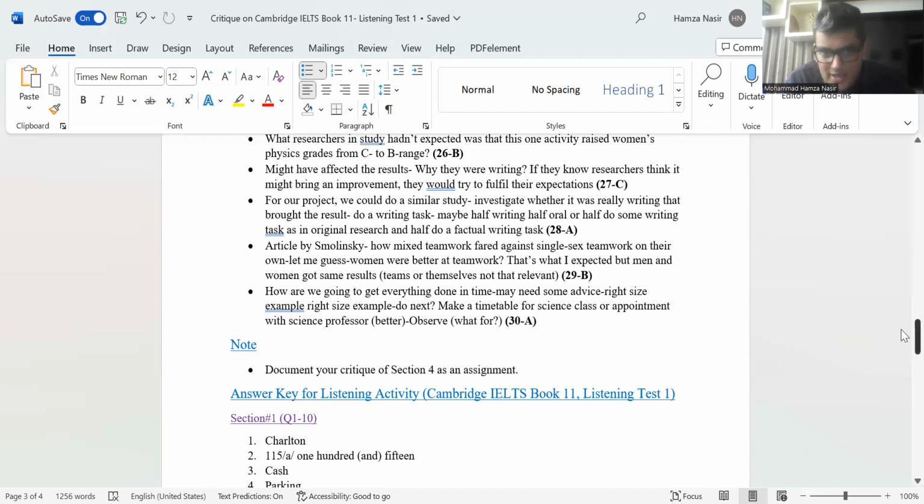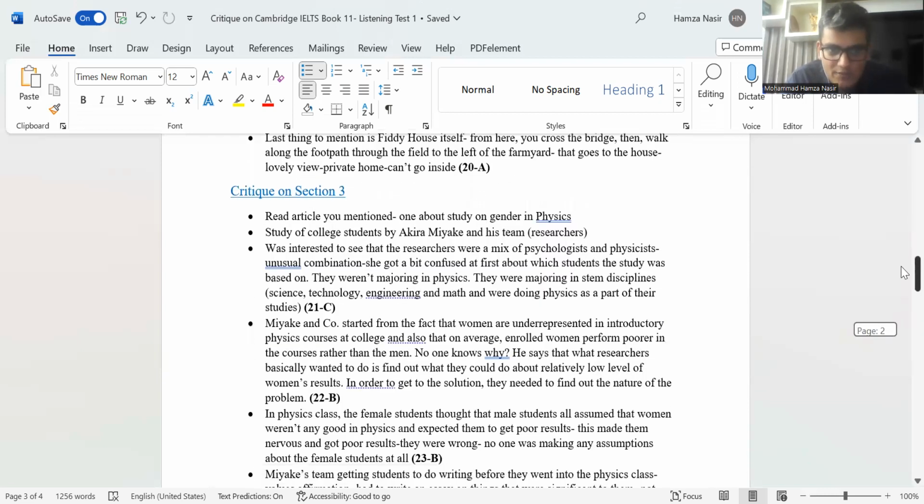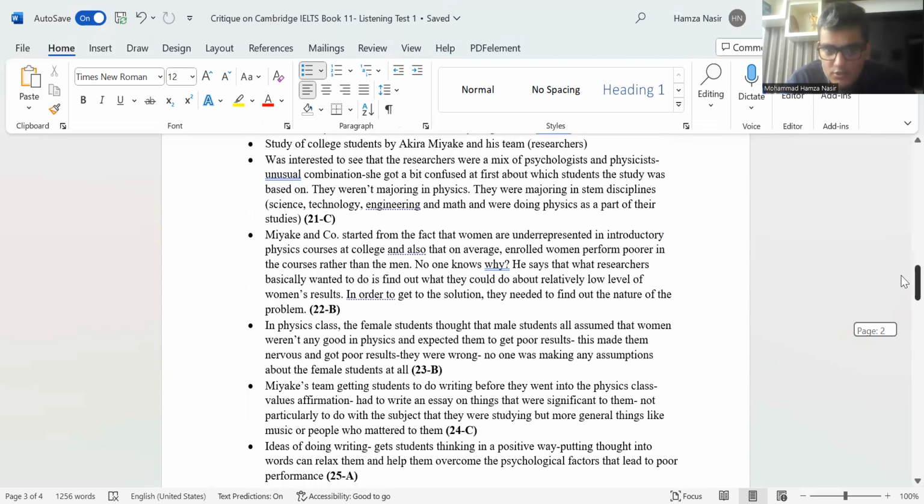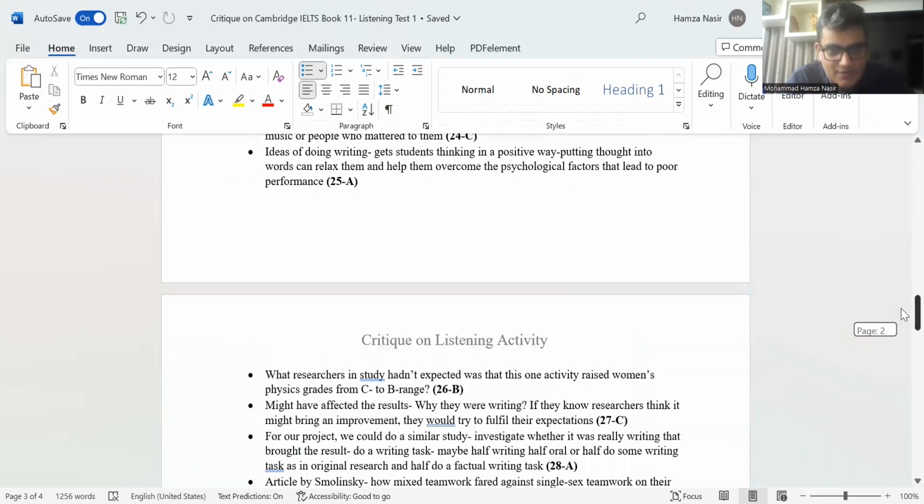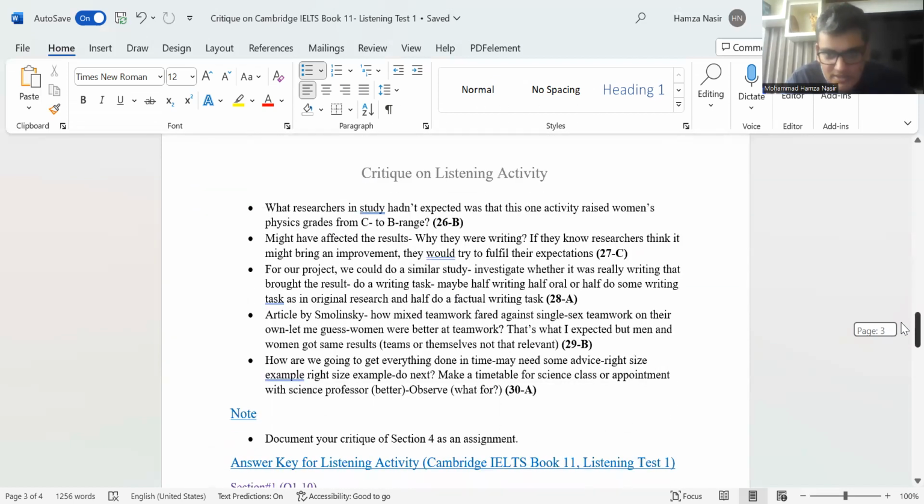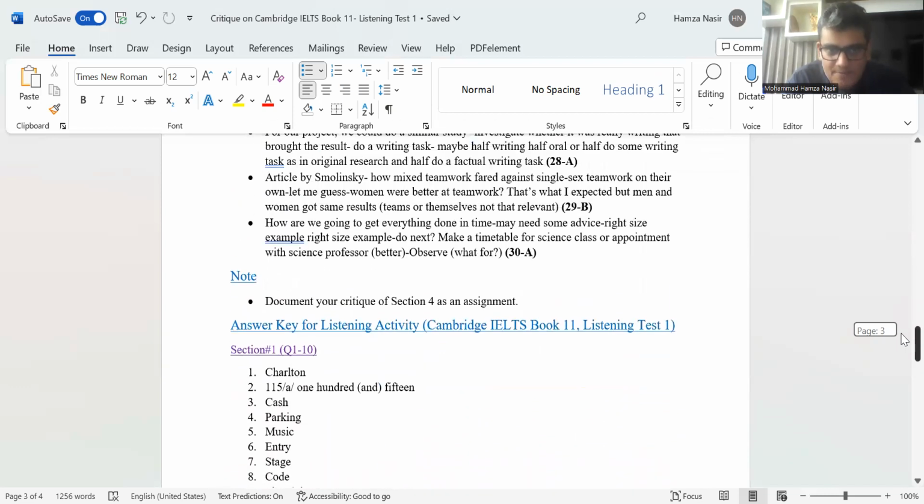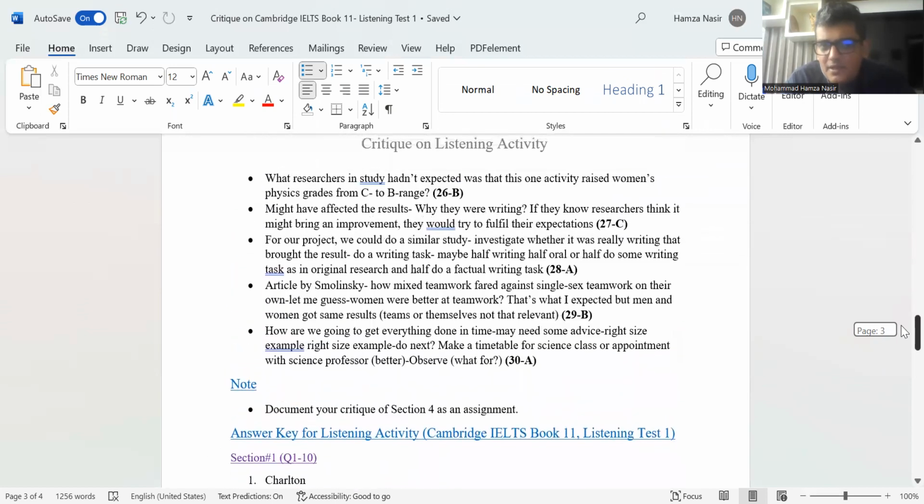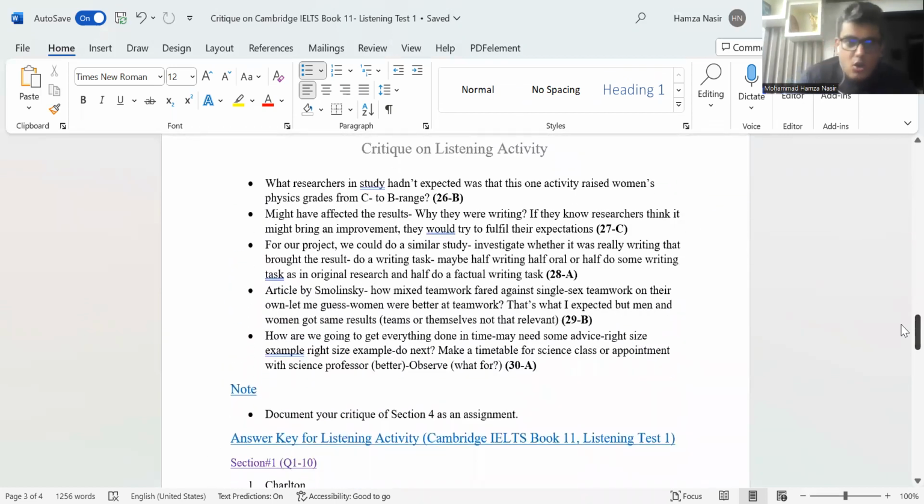Okay. Just to reiterate the answers for this section. So 21 is Charlie, 22 is Bravo, 23 is Bravo, 24 is Charlie, 25 is Alpha, 26 is Bravo, 27 is Charlie, 28 is Alpha, 29 is Bravo, and 30 is Alpha once again. Okay. So this pretty much sums up our critique and discussion on Cambridge IELTS Book 11 Listening Test 1, which is the same for both academic as well as general students of IELTS.